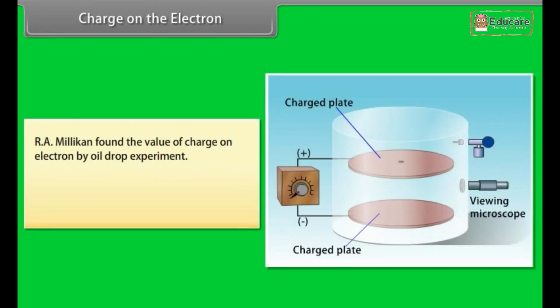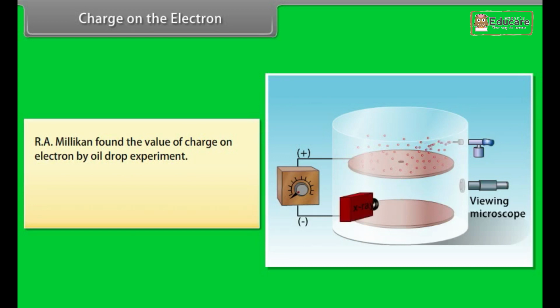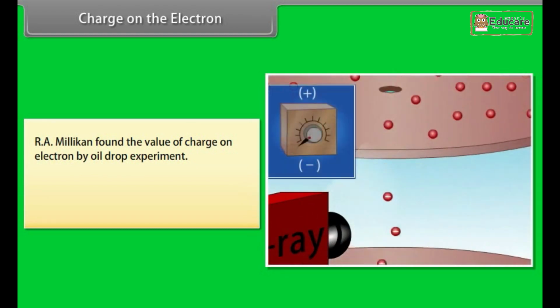Charge on the electron. R.A. Millikan found the value of charge on electron by oil drop experiment. The oil droplets enter the apparatus through a small hole and are allowed to fall in between two charged plates. The motion of the droplets is observed with a microscope. The space between charged plates is irradiated with X-rays.